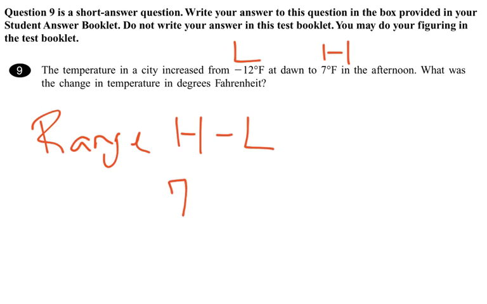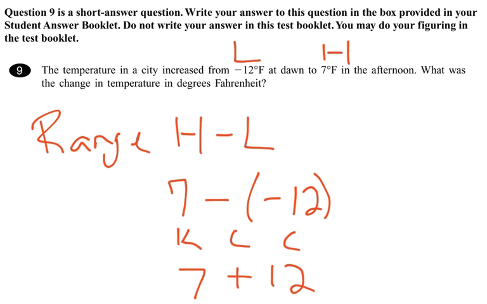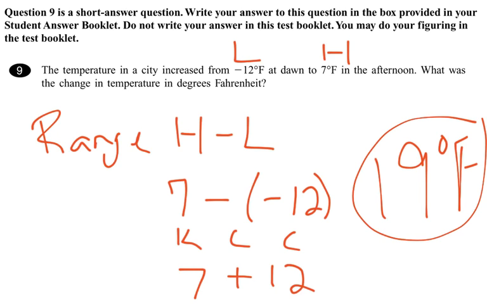So if we do the high of 7 minus the low, which is negative 12, we have to use a 3-word process. Like I tell my students, keep, change, change. And it would be 7 plus 12. So obviously it's going to go from negative 12 up to 0, so it's going to go up that 12, but it's also going to go up 7 more. The answer to this, represented in degrees Fahrenheit, would be 19 degrees Fahrenheit.